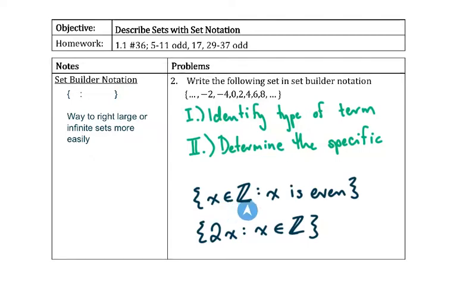So here we're saying the integers where they're even. Here we're going to say the multiples of x where x is an integer. Right? Because if we talked about all the integers, we're talking about 2x, that feels a little awkward. So think about the way you would explain it in English.